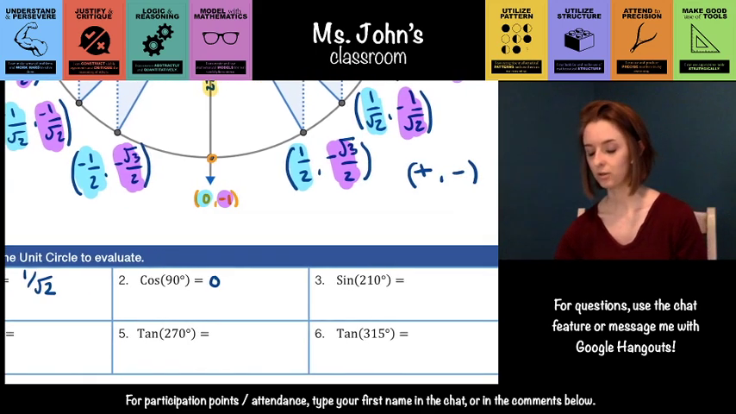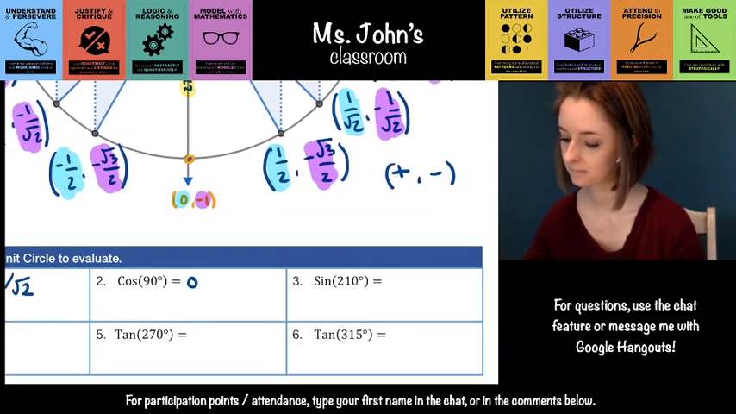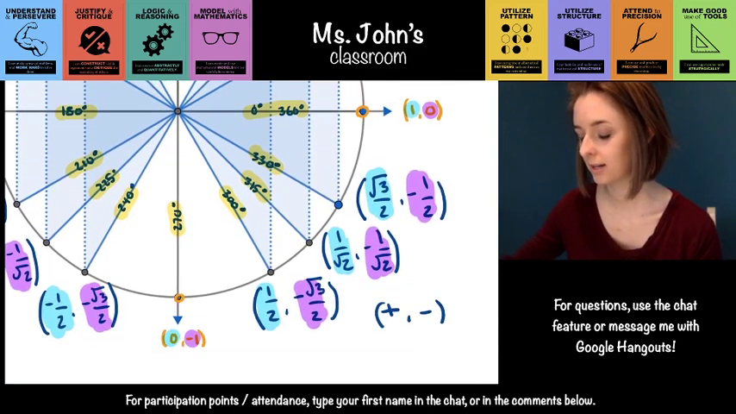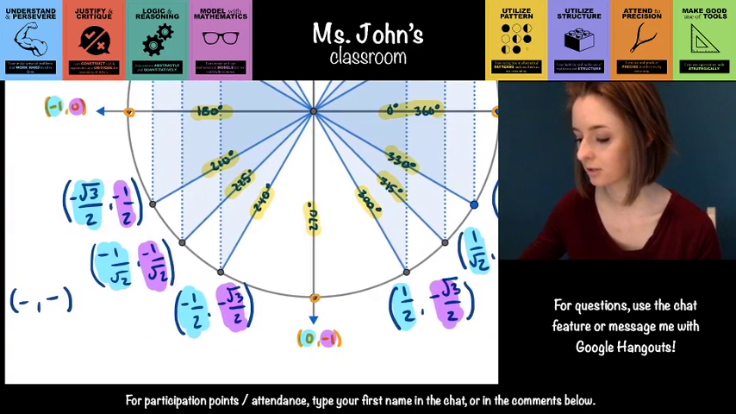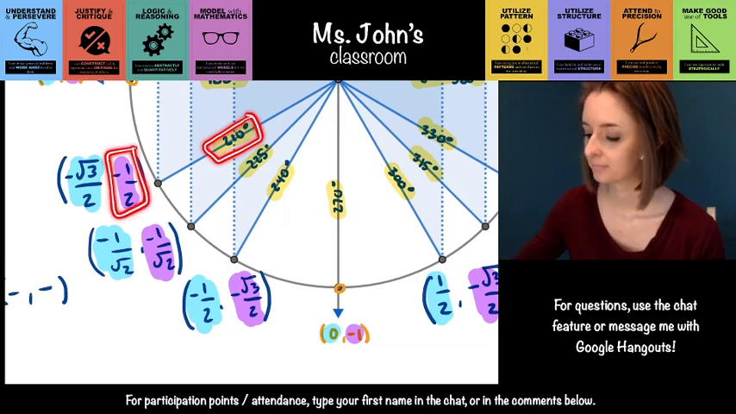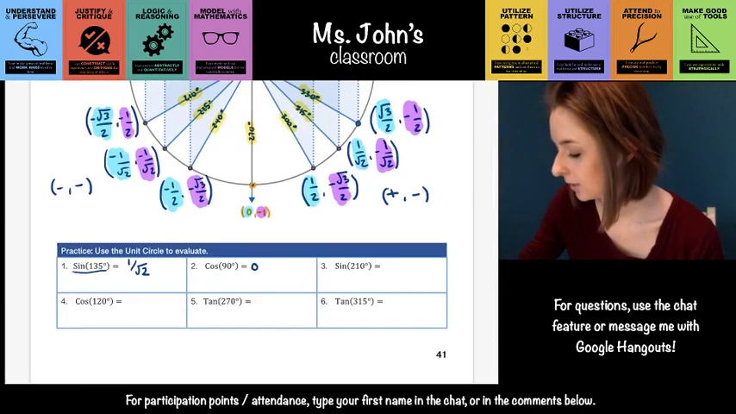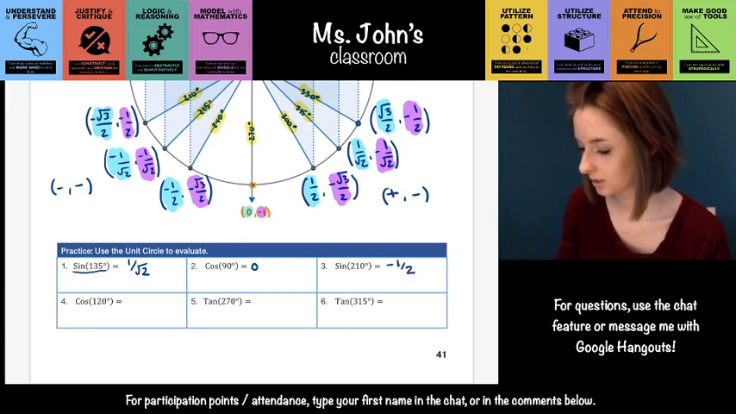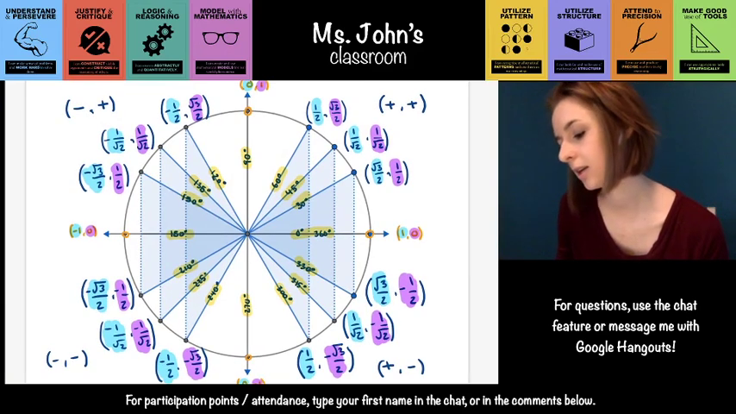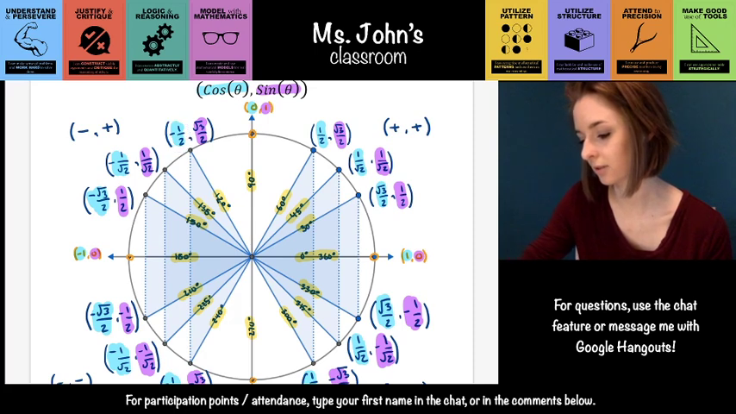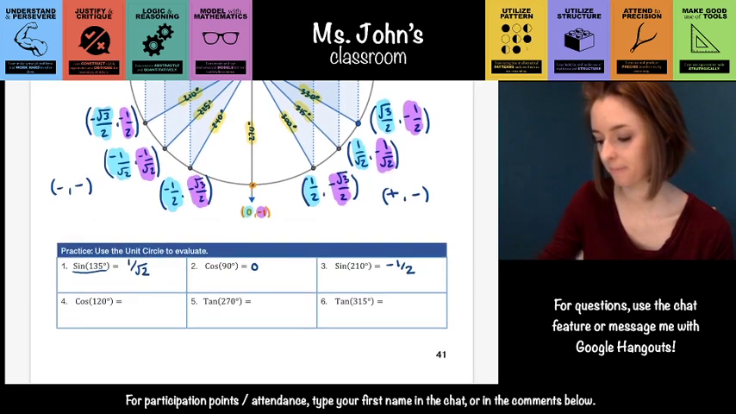Sine of 210, so we're looking for 210, which is right here. Sine of that one is going to be negative 1/2. Sine of 210, negative 1/2. Cosine of 120. Cosine is going to be negative 1/2 also. Oh shoot, I was using the wrong pen. Cosine of 120 is also negative 1/2.